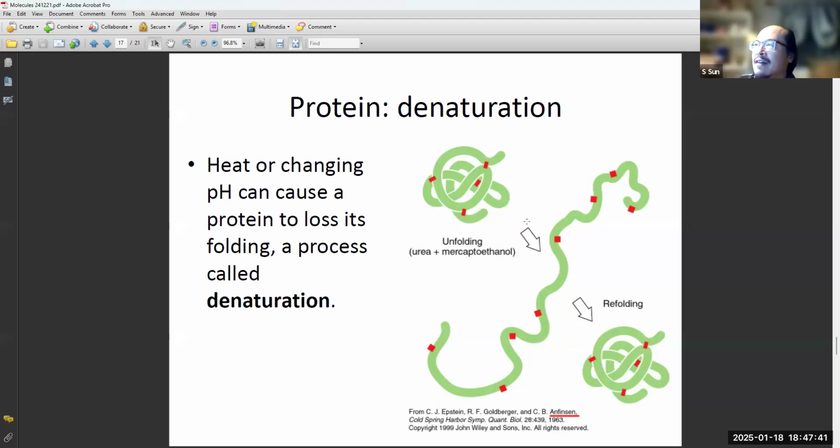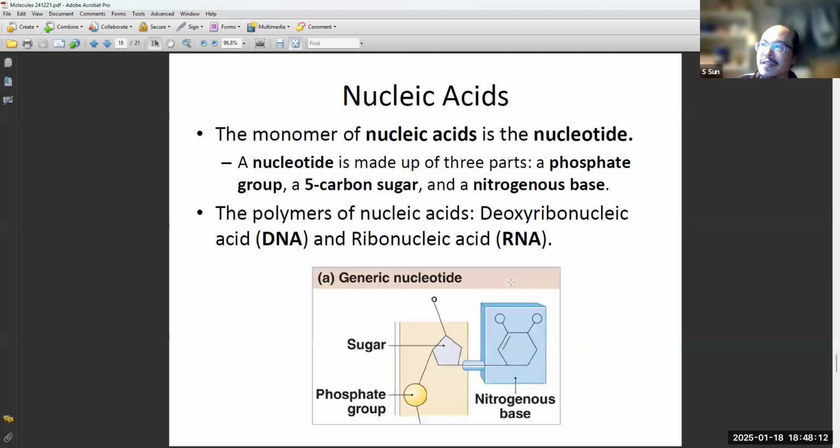We commonly see this unfolding process in our digestive system. For example, cooking can denature your protein. Heat can denature your protein. A change in pH, like the acidic environment in your stomach, can cause denaturation. So it unfolds so we can digest it. Cooking and pH change. So that's denaturation. Just remember that terminology.